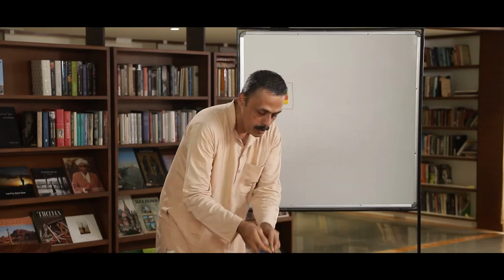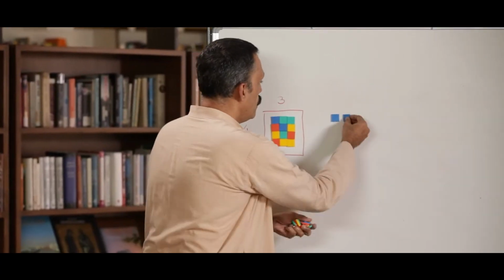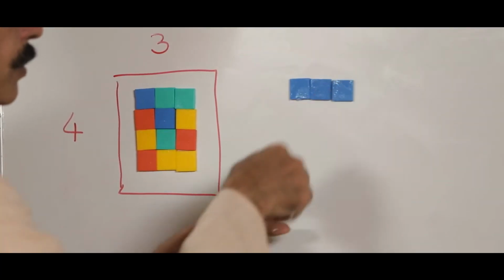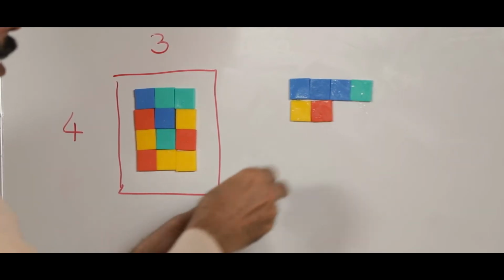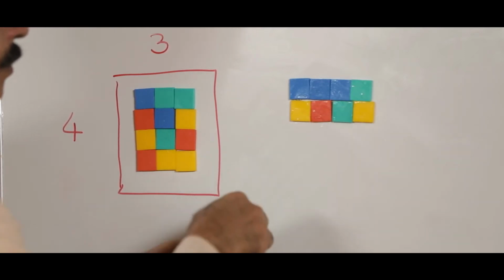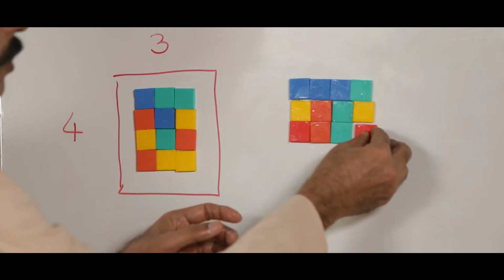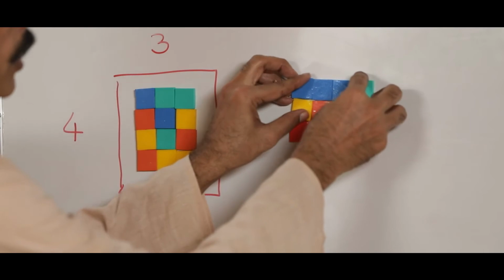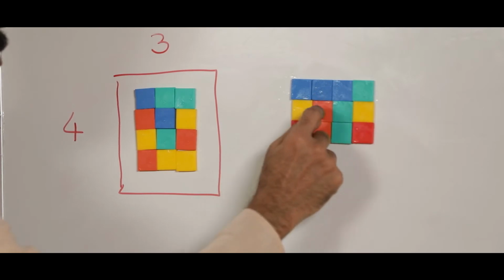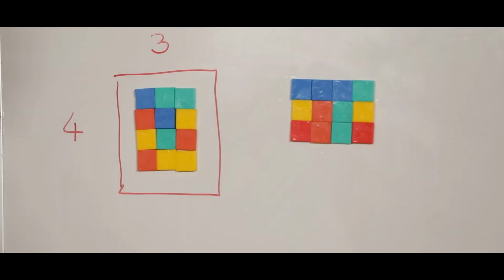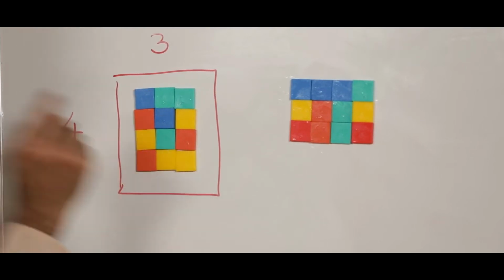Let us see. I will arrange 4 squares 3 times. 1, 2, 3, and 4. This is once. This is the second row, second time. And this is the third row. I have exhausted all my square counters. How many have I arranged? 1, 2, 3, 4, 5, 6, 7, 8, 9, 10, 11, 12. How many do we have here? 12.